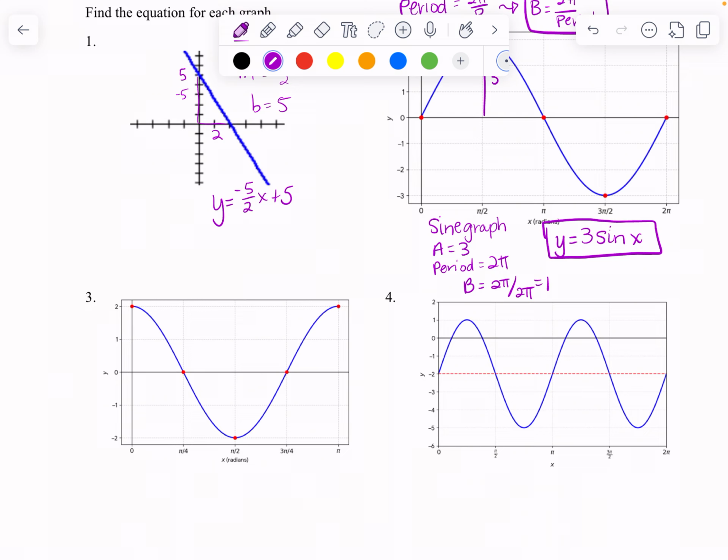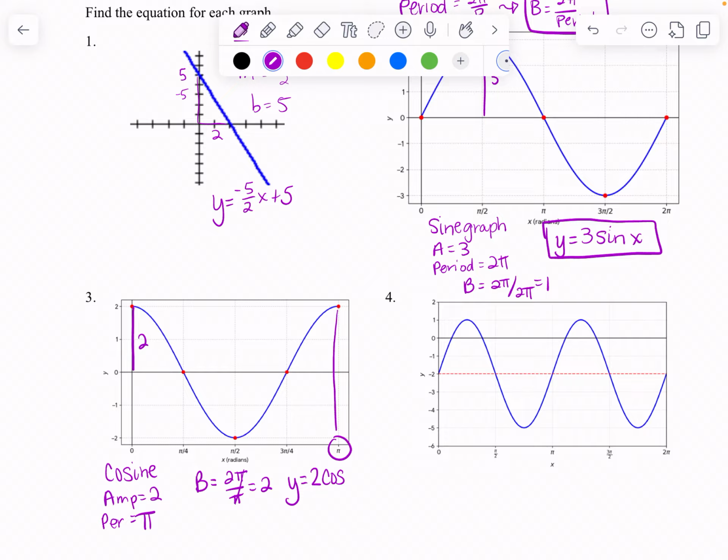All right, number 3. We've got one cycle. This is a cosine graph. My amplitude is 2. My period is pi. So b is 2 pi divided by pi. So my b value is 2. So y equals 2 cosine of 2x.